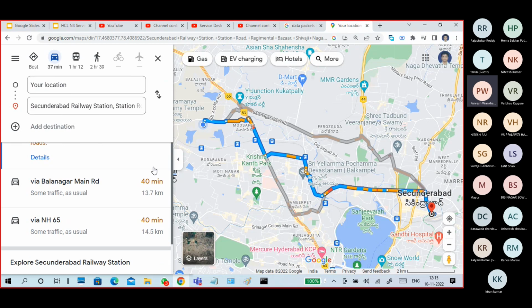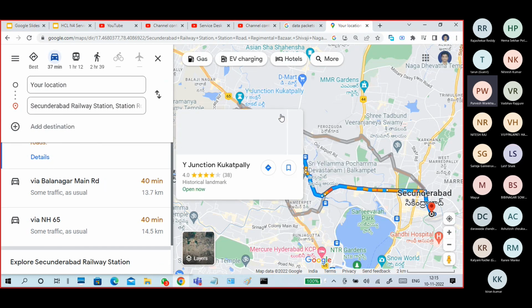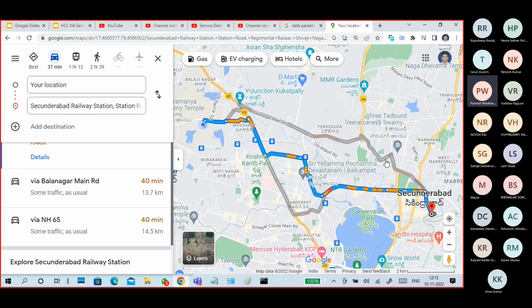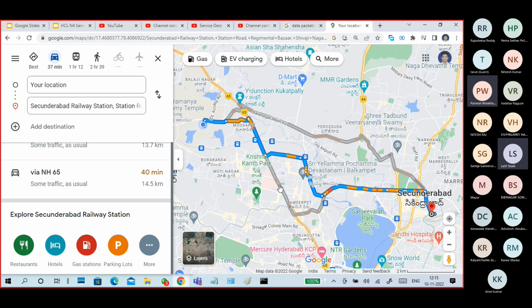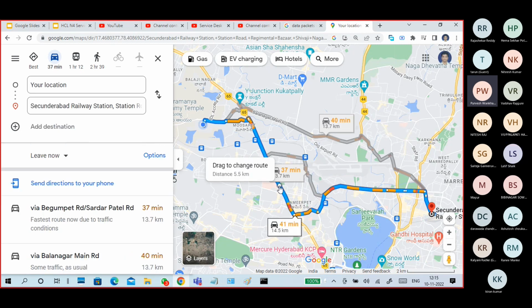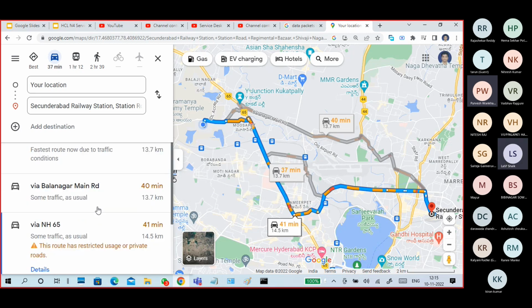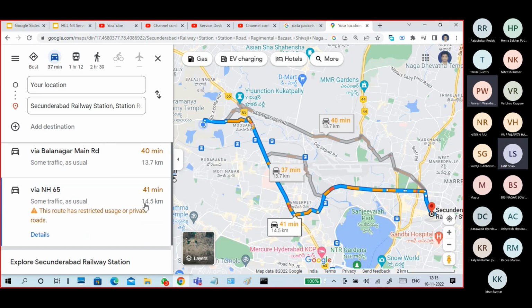13.7 kilometers. This is another path. See, it is another path. This path will take us 40 minutes, 13.7 kilometers. It is another path. This path will take us somewhere around 41 minutes.